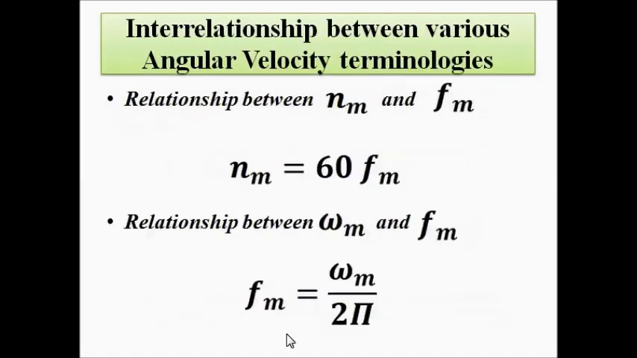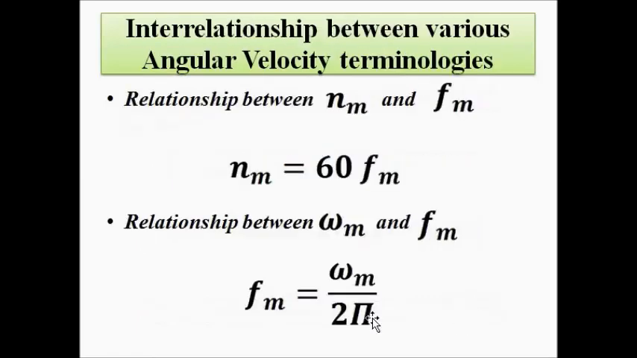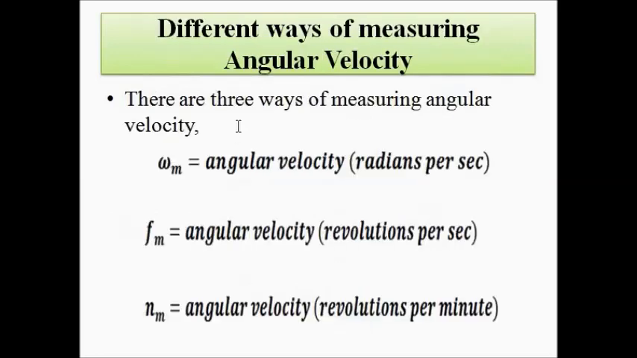The next relationship is between the angular velocity measured in radians per second and the angular velocity measured in revolutions per second. I said that 2 pi radians makes one complete revolution. So it will be divided by 2 pi on this side. The angular velocity in revolutions per second will be equal to the angular velocity in radians per second divided by 2 pi. So have a good knowledge about these interconversions and these notations.